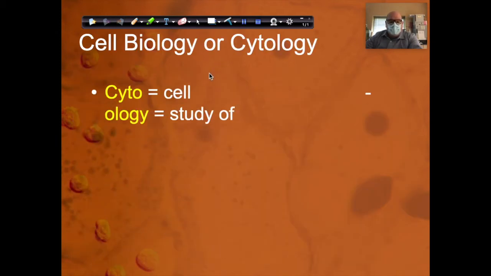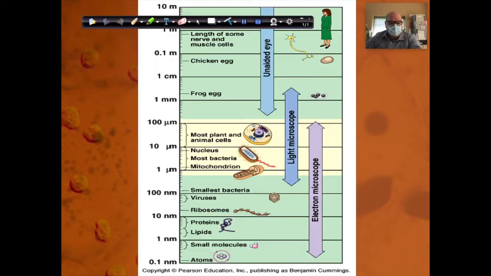Okay, a lot of what we call cell biology is also known as cytology. Cyto is the root for cell, and you might hear the words cytoplasm or cytologist, someone who might do that kind of work. So cyto means cell, so you might hear words with that in it.